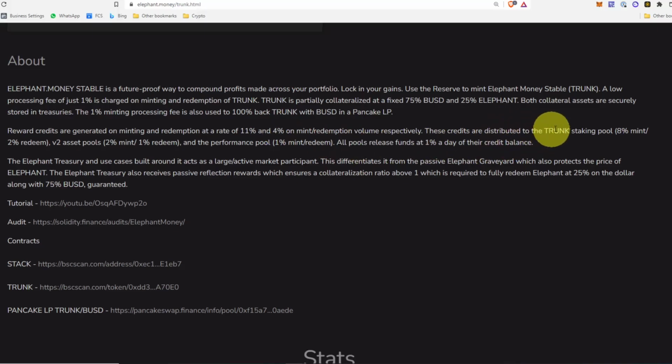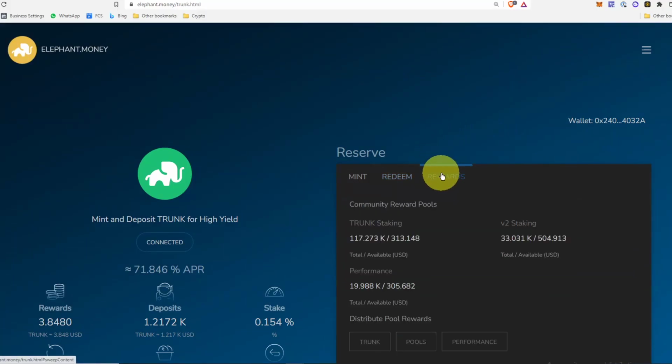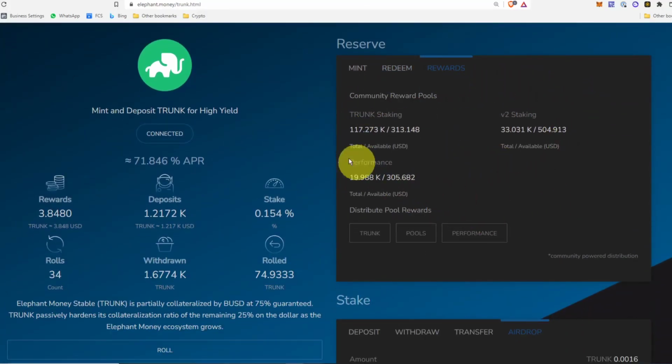These credits are distributed to Trunk's staking pool, version 2 assets, and the performance pool, which is essentially dev and marketing. And if you scroll up, you can look at it in this rewards tab right here, everything that's been accumulated. And these buttons right here can be hit by anybody in the community. However, you should leave these for the whales to do, just because the amount of money that's being redistributed can be quite costly as far as a transaction fee.